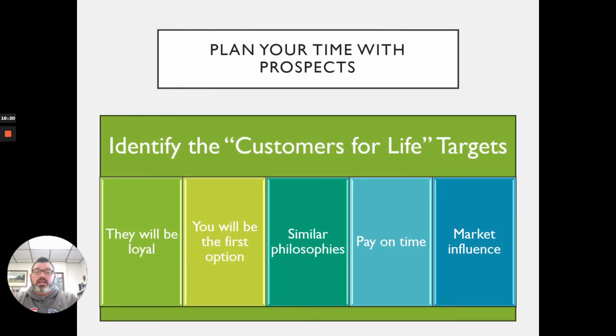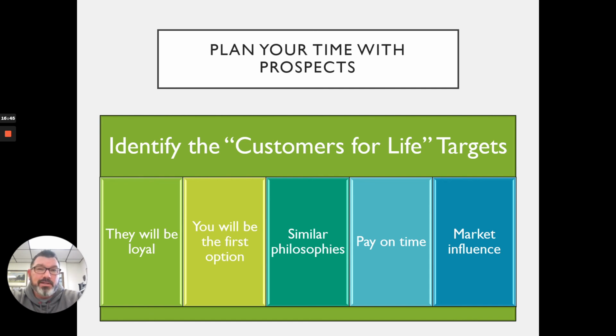So then identify the customers for life people. These people are crucial. If you can identify customers for life, they're awesome people to have, because they're going to be really loyal. You're going to be their first call. Anytime they need something, they're calling you. Even if they don't know if they need it, they may call you. You have, for whatever reason, similar philosophies. You just mesh well. They pay on time.